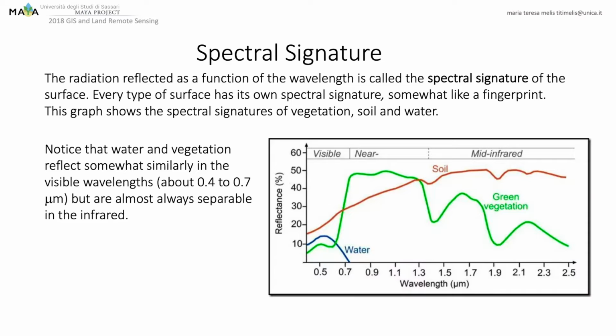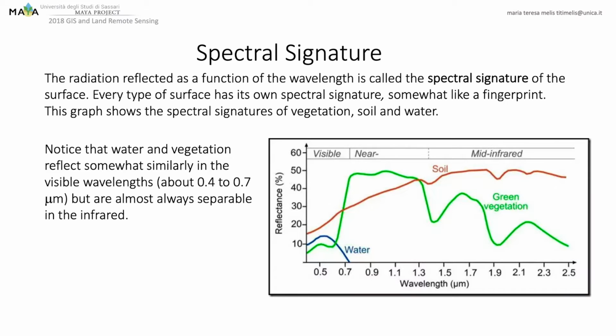The spectral signature is a graph where we compare the wavelengths with the reflectance of the radiation. And you see that the reflection of the radiation changes with the wavelength. Here on the right there are three spectral signatures, one of soil, one of green vegetation and one of water.